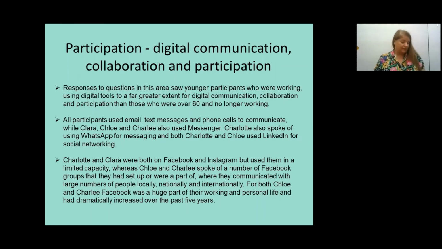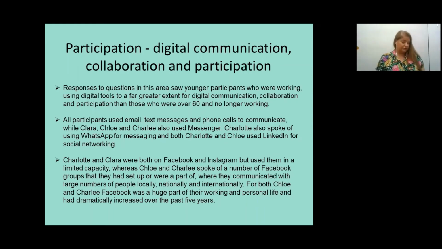Charlotte and Clara were both on Facebook and Instagram, but used them in a limited capacity, whereas Chloe and Charlie spoke of a number of Facebook groups that they were involved in or had set up, where they communicated with large numbers of people locally, nationally, or even internationally. And for Chloe and Charlie, Facebook was a huge part of both their working and their personal life, and this had dramatically increased over the past 5 years.